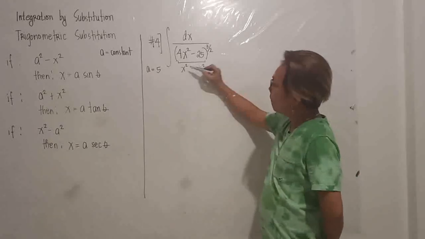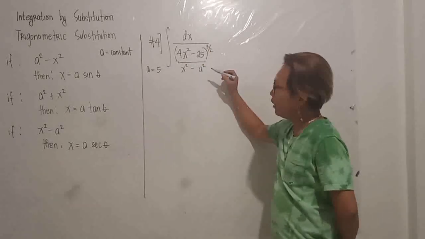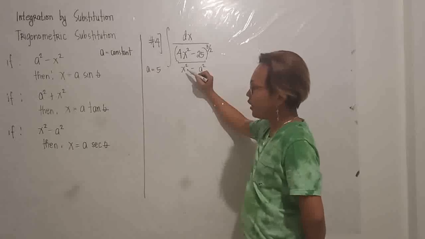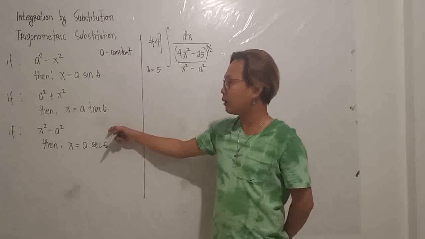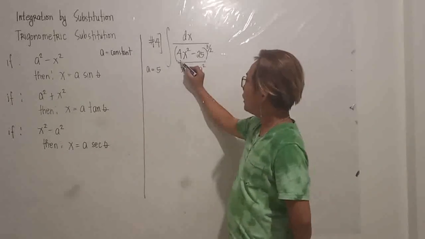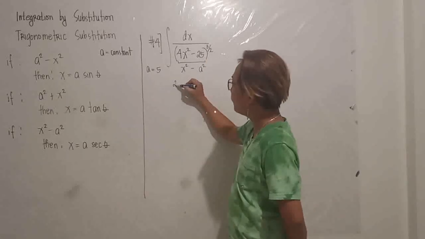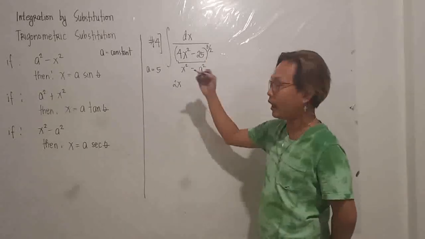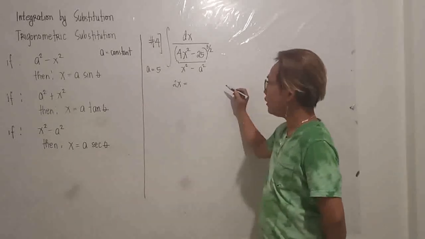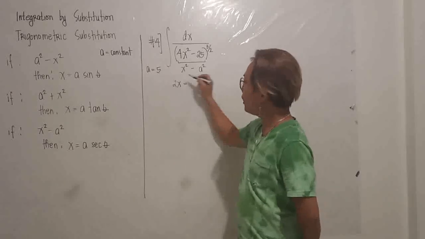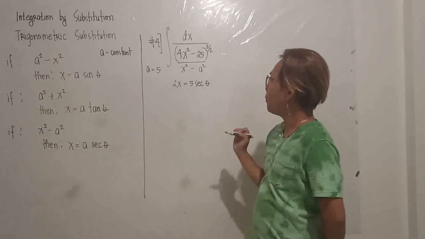Except that your x squared is 4x squared in actual. So, instead of having x equals a secant theta, since this is x squared minus a squared, you just need to have the square root of this. So, you will have 2x instead of having x. So, that is a secant of theta. So, you will have a, which is 5, then the secant theta.